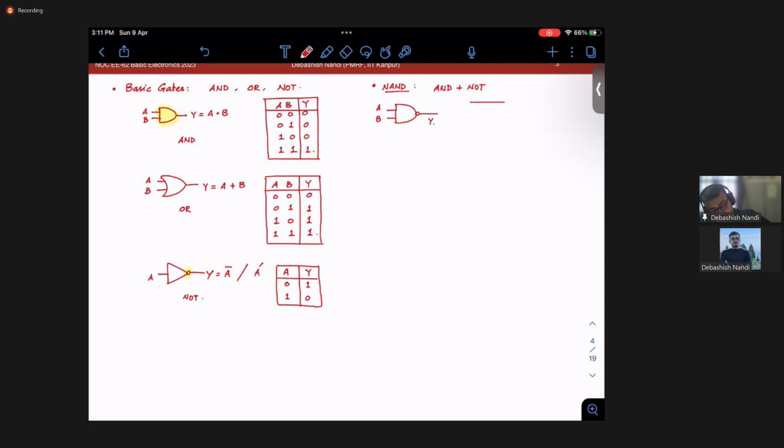And what does the truth table look like? It is just an inversion of your AND gate, right? Because you are just using a NOT gate in front of the output of the AND gate.